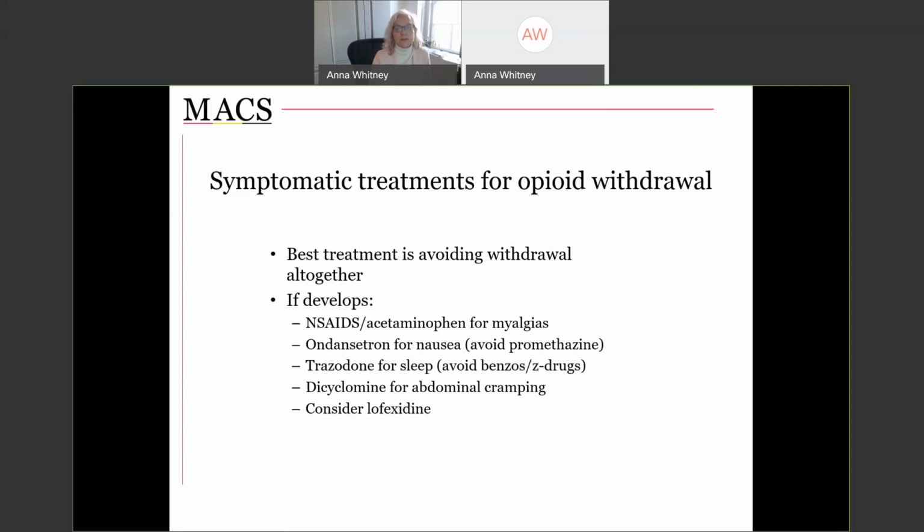Trazodone for sleep, avoiding benzos or the Z drugs, particularly because the combination of opioids and benzos is associated with a higher risk of overdose. Dicyclomine for abdominal cramping, if that is needed. And then many symptomatic treatments and treatment regimens for opiate withdrawal have included clonidine in the past. Clonidine can certainly be used to reduce some of the anxiety and agitation that very often is extremely distressing to patients who are experiencing opiate withdrawal.